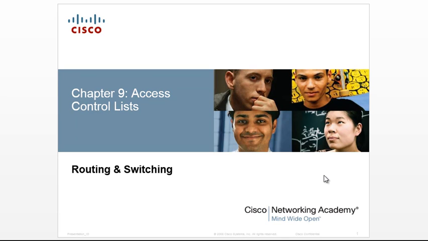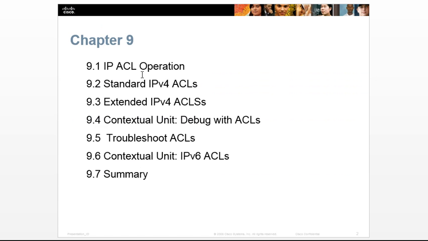Hello, gang. Today we're going to look at Chapter 9, which is all about access control lists. We're going to talk about how IP ACLs work. We'll talk about standard and extended lists. We'll talk about a little bit of debugging with an ACL and troubleshooting. And we will touch on IPv6 access control lists.